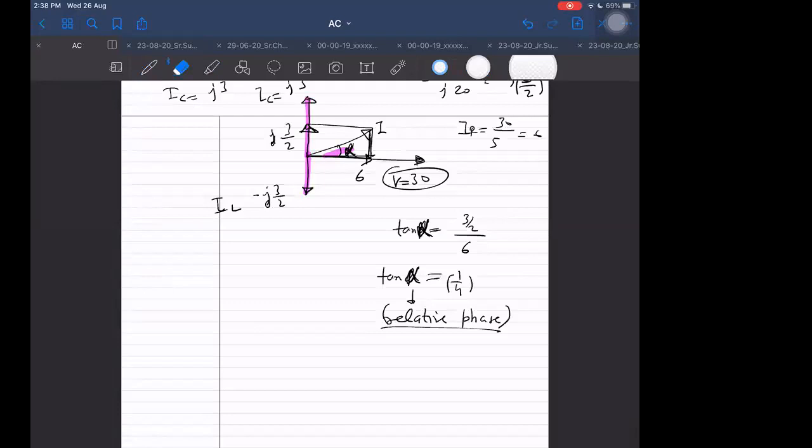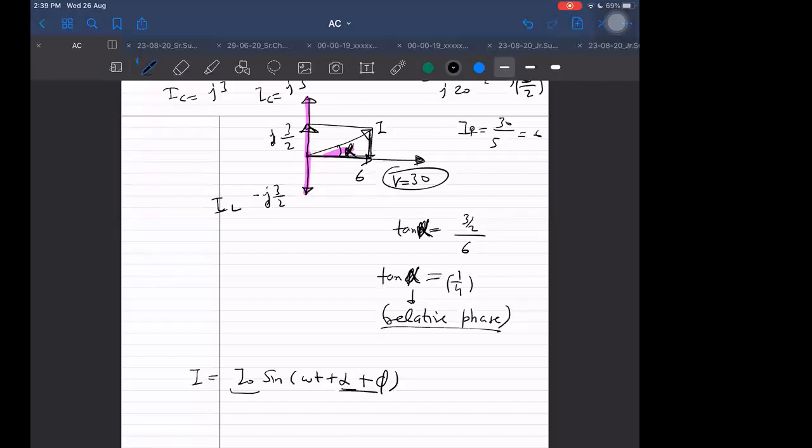So if I have to write the value of I as a function of time, then don't commit this mistake of writing I naught sine omega t plus alpha. Don't forget that this was only relative to V, but the actual phase is not this. It is just the relative phase. The actual phase is alpha plus phi. So that will be the answer.